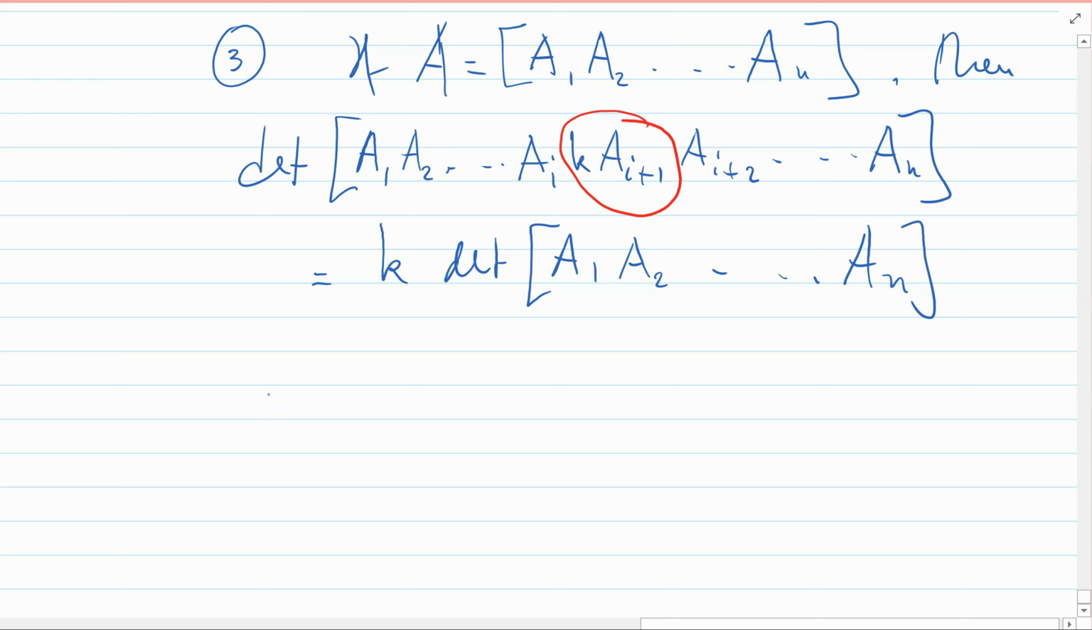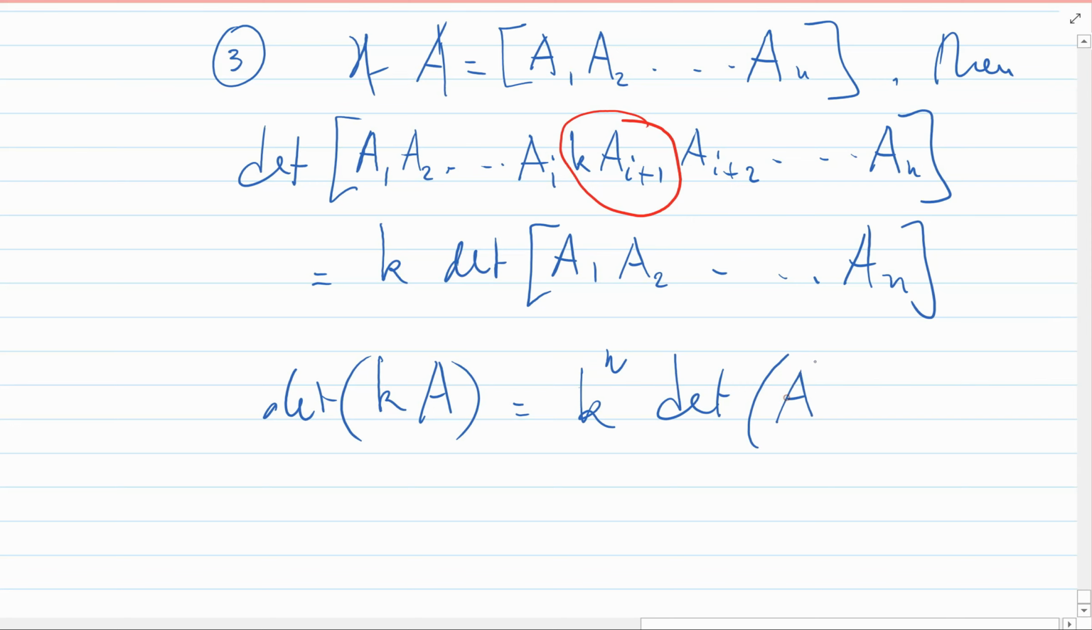So be careful, because this implies something interesting: if you take a matrix and multiply the whole matrix by a constant, remember that in the multiplication of a matrix by a constant, we multiply all the columns. Therefore you're going to have k from the first column, another k from the second column, etc. It is going to be k to the power n times the determinant of A. So if you multiply the matrix by a constant, it's k to the power n, n being the size, that comes out.